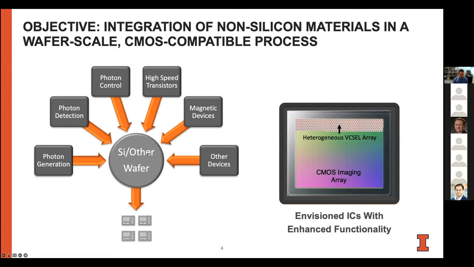An example of the sort of thing that we'd like to do would be a dense system for facial recognition, where we heterogeneously integrate a VCSEL array with a CMOS imaging array in order to make devices more compact and enable, again, more functionality on a given chip.